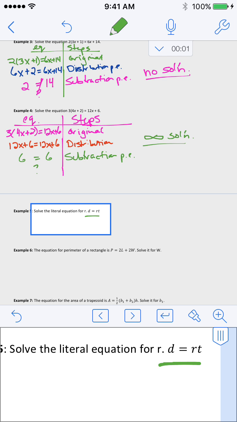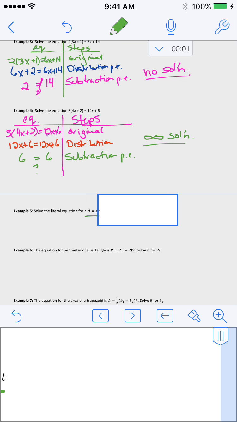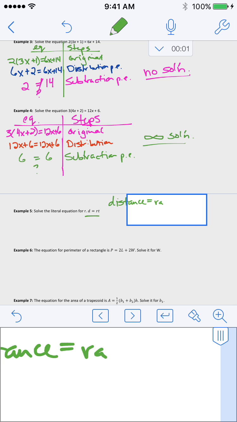Solve the literal equation for r. d equals rt. You may have seen this equation before. Distance equals rate times time. That's what this stands for. And it kind of makes sense, right? If you go 5 miles an hour for 3 hours, you've gone 15 miles. That's how this equation works.